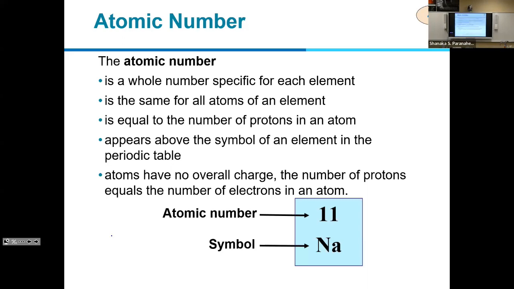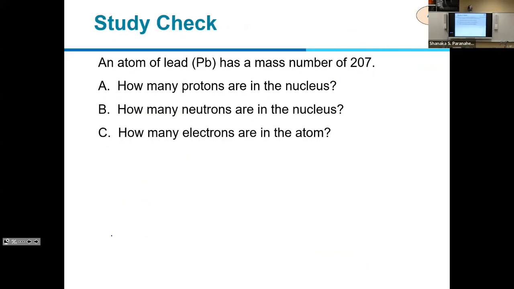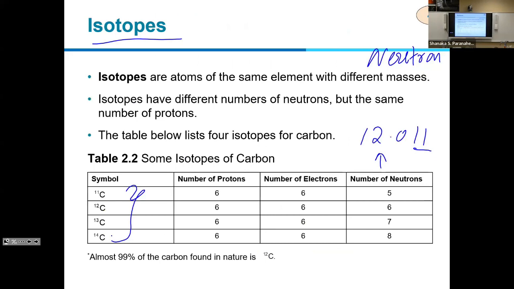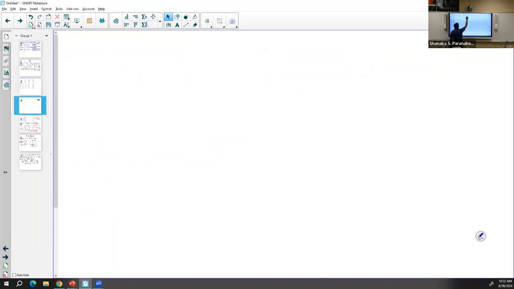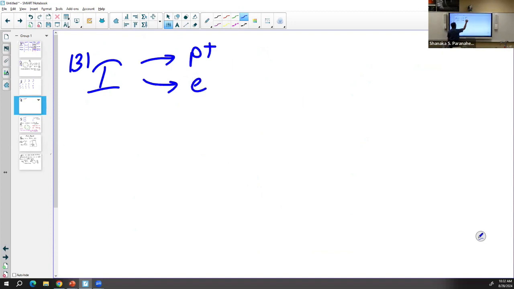Okay, so I already explained the atomic number, and we learned isotopes here. Now we are going to count subatomic particles. So let's count the number of subatomic particles for these atoms. Iodine-131. How many protons? How many electrons? How many neutrons? How many protons, electrons, and neutrons are in an iodine-131 atom?